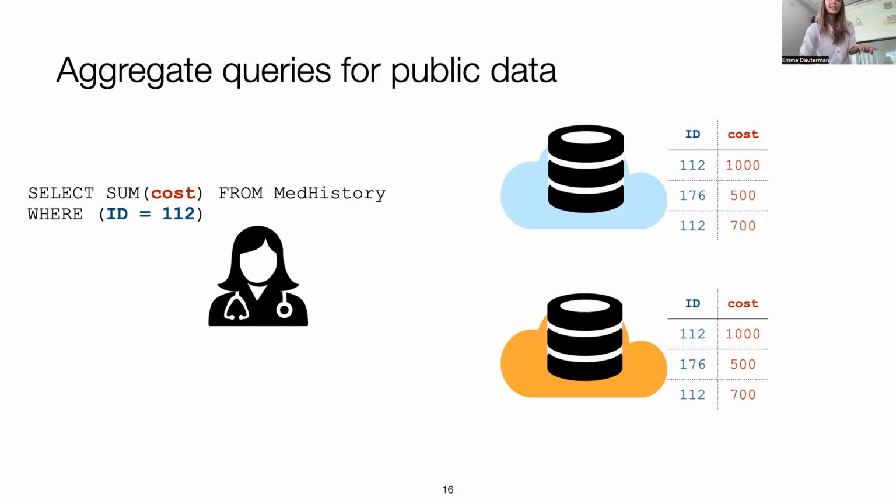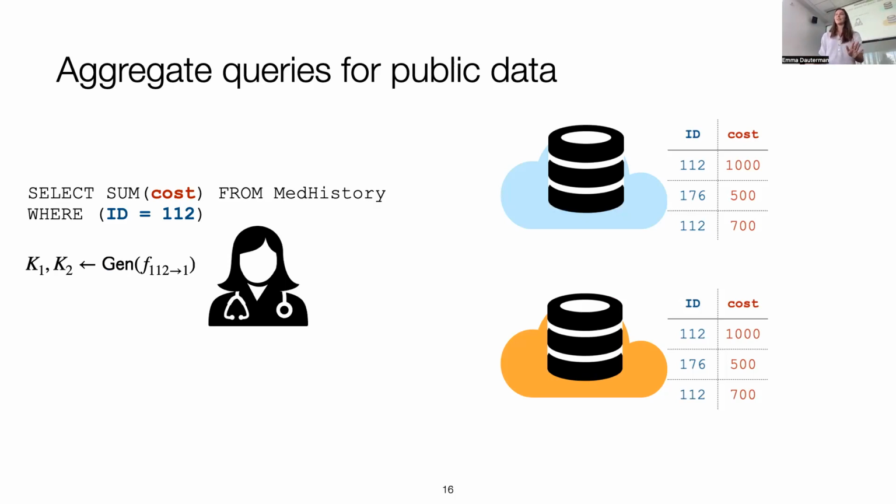Okay, so now we can leverage function secret sharing to build aggregation queries for public data in a pretty straightforward way. We're going to start off with 2 servers. And let's say the doctor wants to compute the sum of all the medical costs for patient with ID 112. And here we're going to hide that the patient ID is 112. The 2 servers are going to have identical copies of this table with the patient ID and the cost in each row. So the doctor is going to start off by generating FSS keys for the function that evaluates to 1 at point 112.